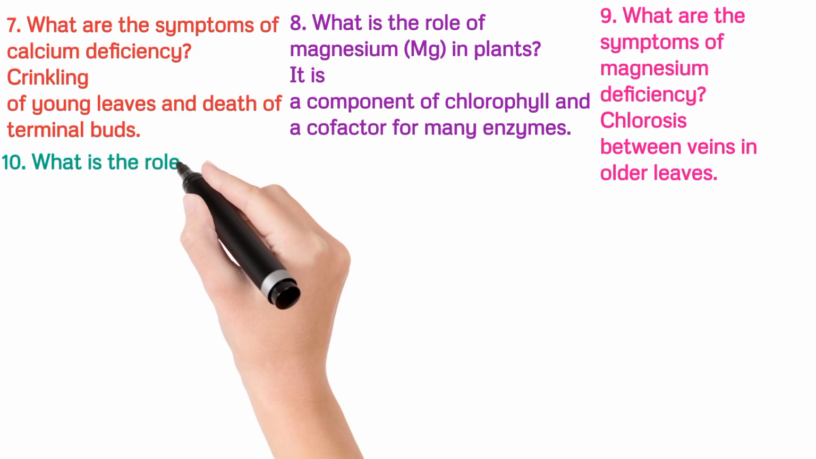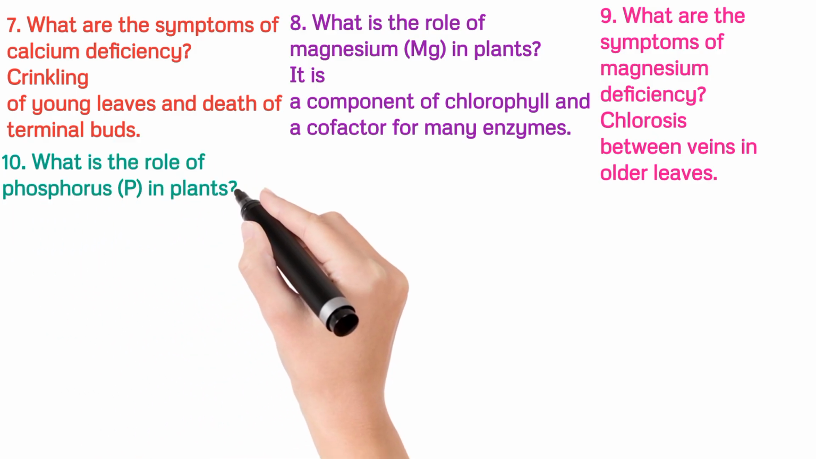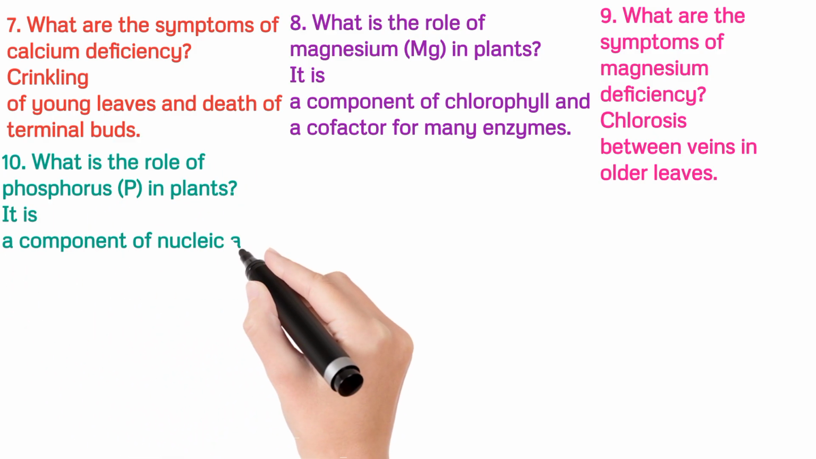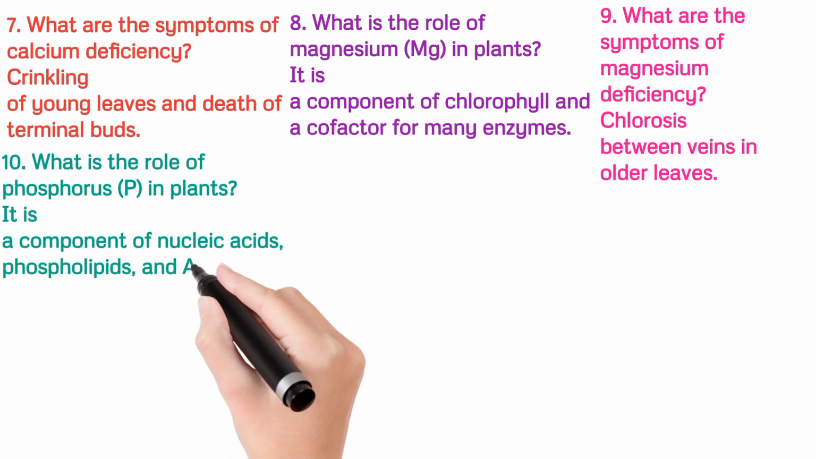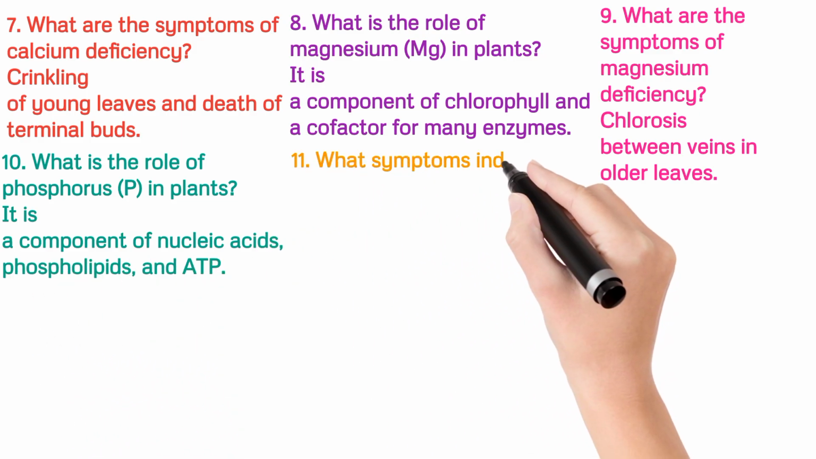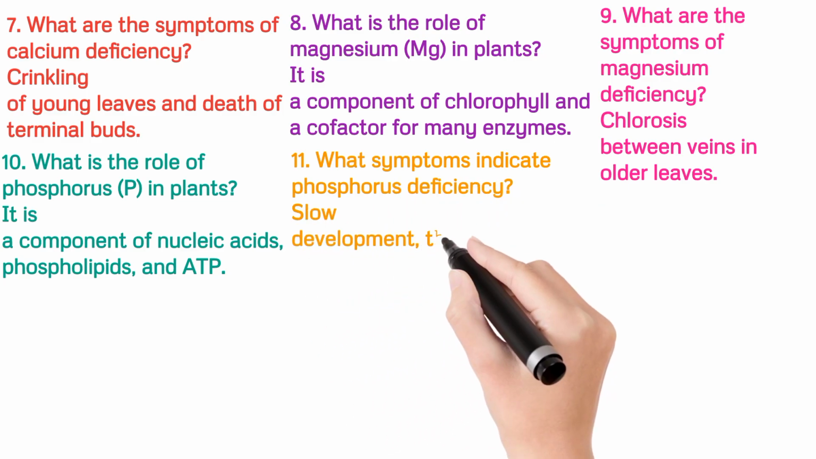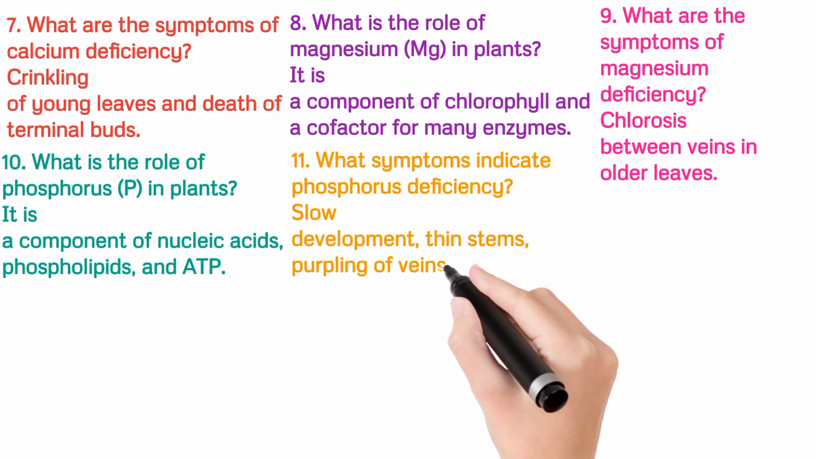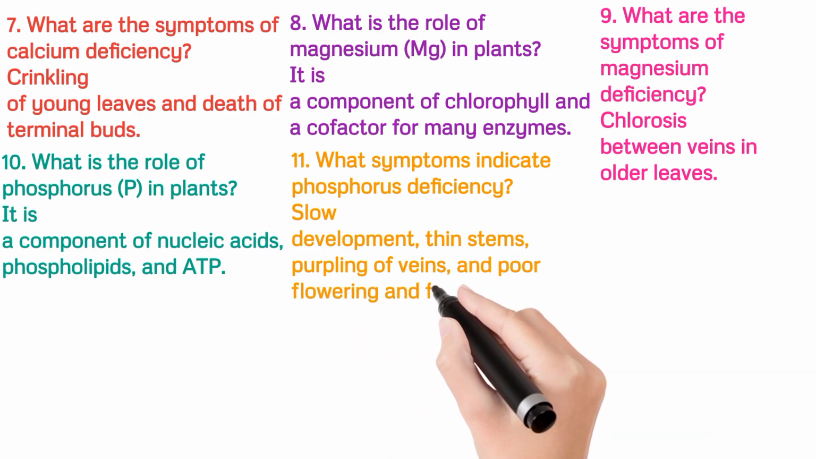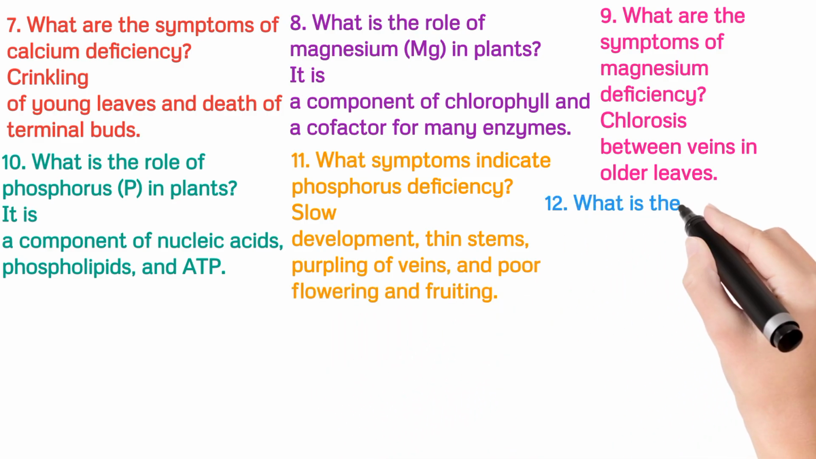10. What is the role of phosphorus in plants? It is a component of nucleic acids, phospholipids, and ATP. 11. What symptoms indicate phosphorus deficiency? Slow development, thin stems, purpling of veins, and poor flowering and fruiting.